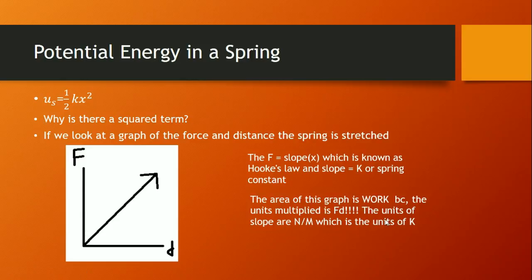So always, when you're analyzing slope and area, always analyze what it is and the units of it. So the slope of this happens to be the spring constant, which is something new. It's called Hooke's law. And then the area is work. So that is a cool way of how we relate a graph with work.